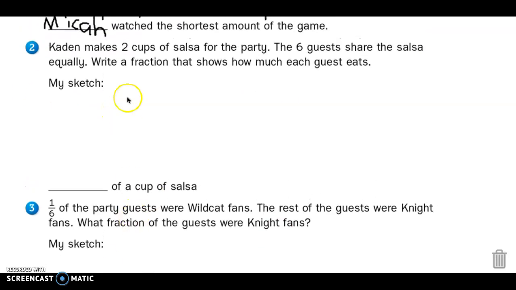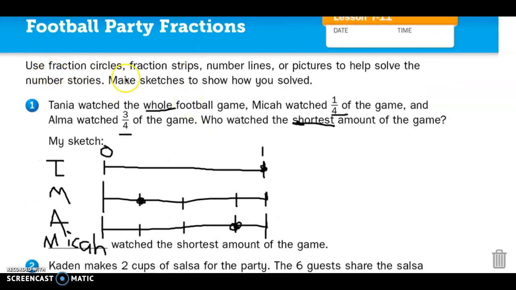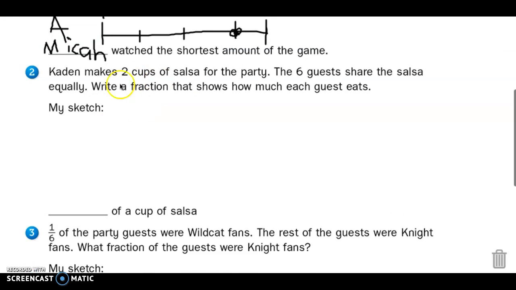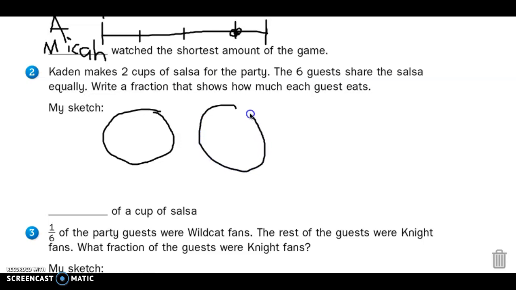So I am choosing to do number or fraction circles for this one. So if I have 2 cups of salsa, I'm going to make this 1 cup of salsa, and I'm going to make this 1 cup of salsa. So now I have 2 cups of salsa, but you know what? I have 6 guests to share it equally with. So I'm going to take this cup of salsa and I'm going to break it up into 6 because there's 6 people. And I'm going to do the same with this one.